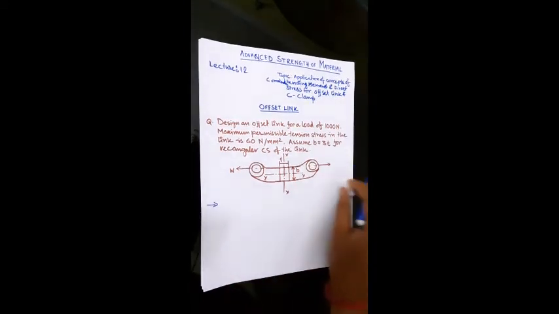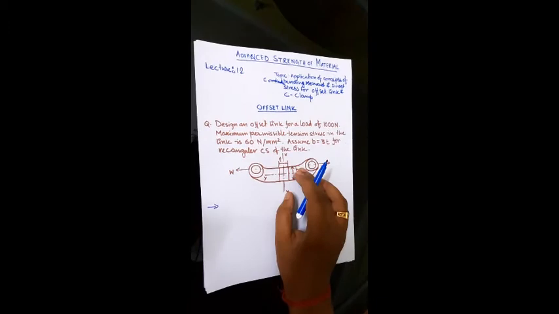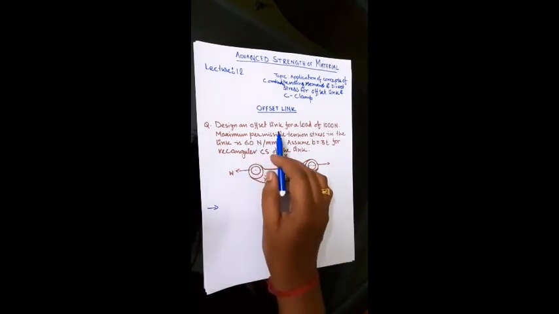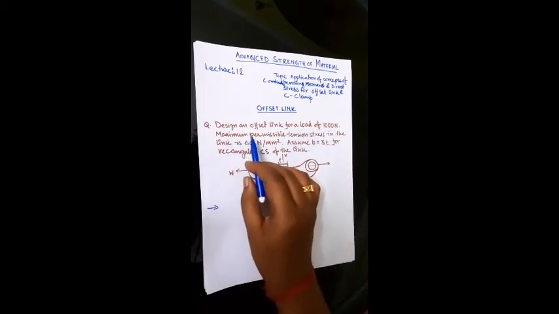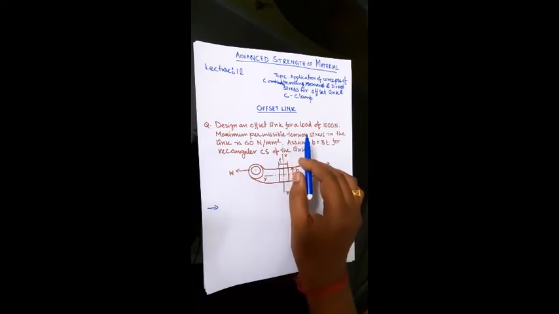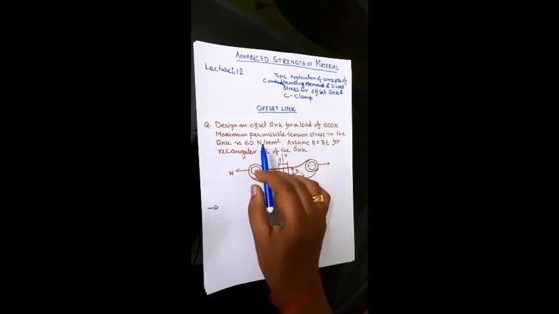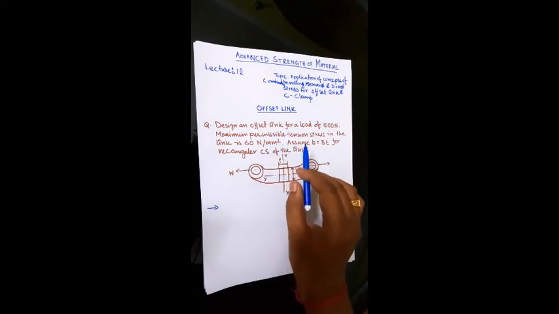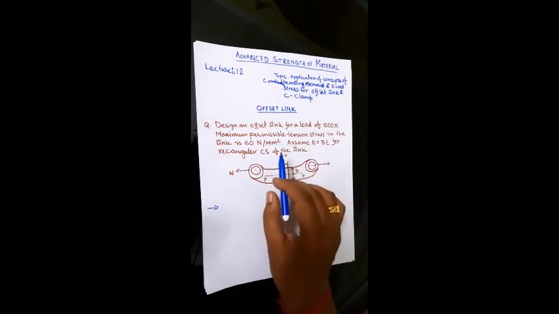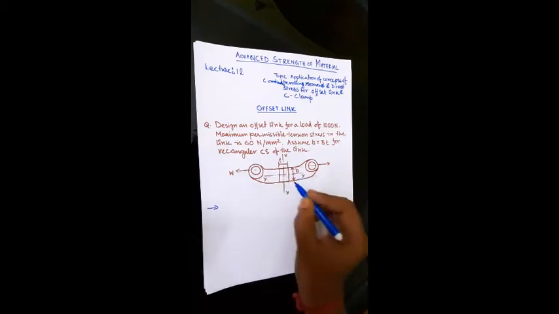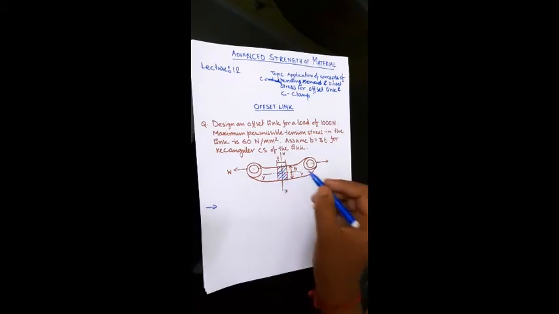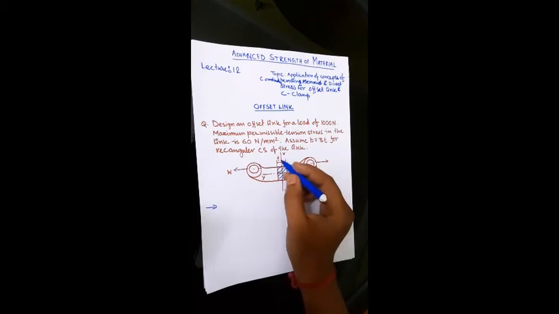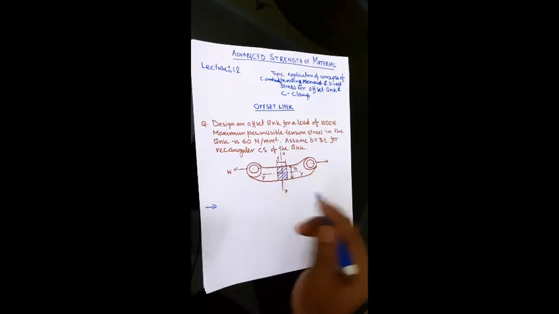So what is the problem statement? The problem statement is to design an offset link for a load of 1000 Newton. Maximum permissible tension stress in the link is 60 Newton per millimeter square. And assume b is equal to 3t for rectangular cross section of the link. So this is a typical diagram. Now this is your rectangular cross section of the link, and in that rectangular cross section b is given as 3t.